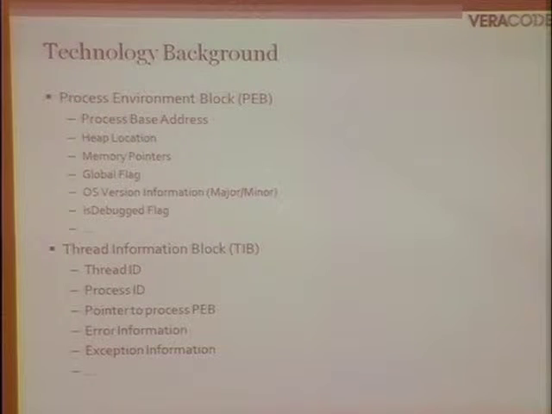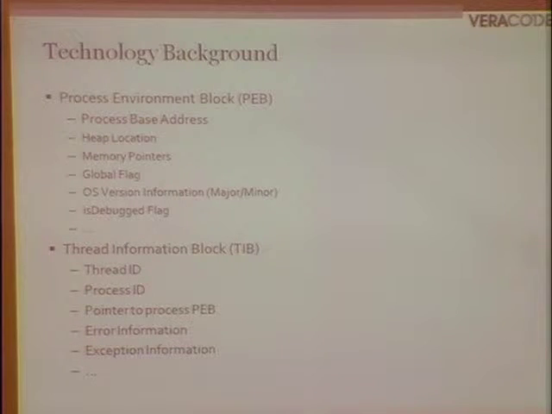Process and thread block technology background slide. Notice the ... at the bottom of both of these structures. These structures are huge. I was going to do a slide for each one, and then I realized that the print would be so tiny that I just chopped them off. Essentially the process environment block holds the user mode parameters associated with the current process and contains all pertinent information at a process level that the system and we would care about for our process. Includes things like the process base address, heap locations, memory pointers, global flag, isDebug flag, etc.